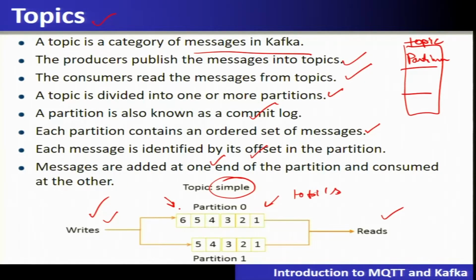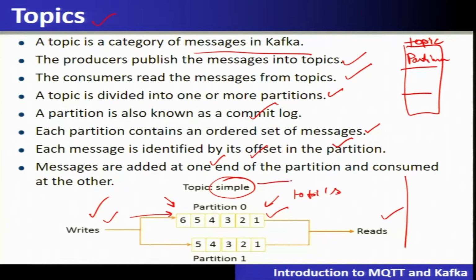So this particular message will go in from one end, and this particular place where the message is inserted is called the offset in the partition. Messages are added at one end of the partition and consumed from the other end of the partition, as shown in this example of a topic simple, which has two partitions.